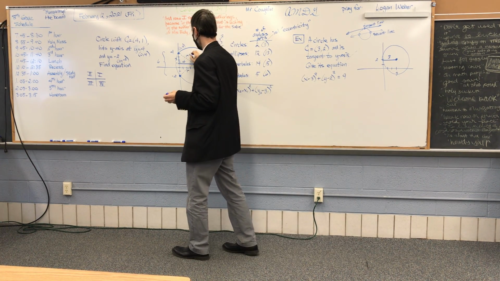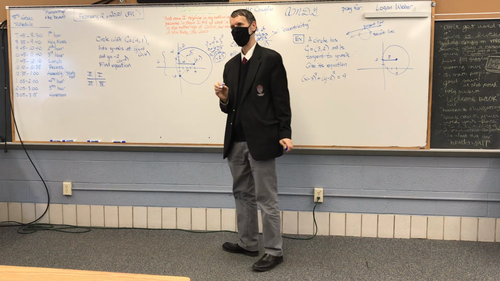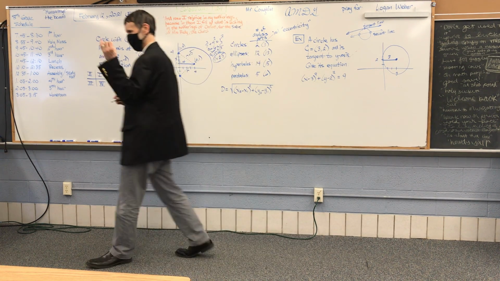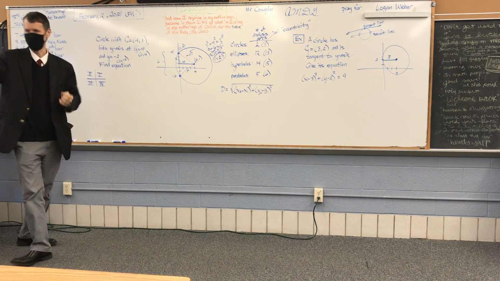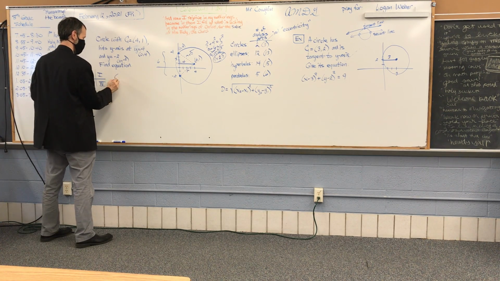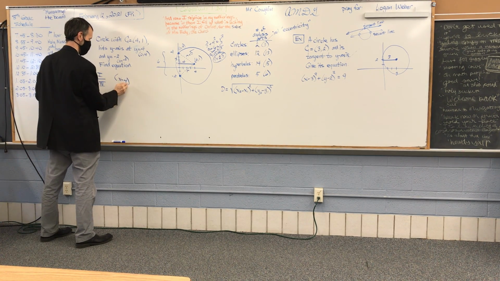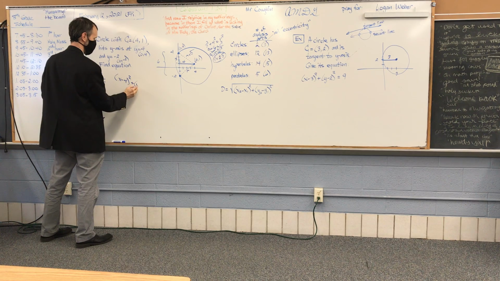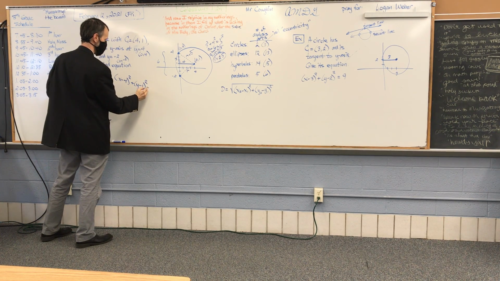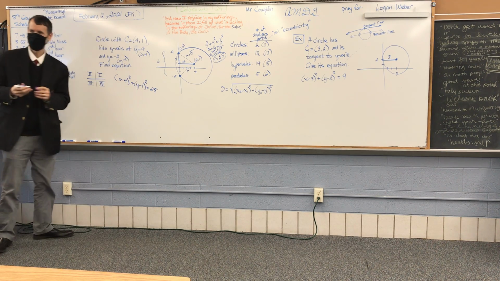There's your final. Can anybody finish this problem for me? Do you have the center? Do you have the radius? Yeah, good. So you would get (x minus 4) squared, yep, (y minus 1) squared equals 25, and that solves the problem.